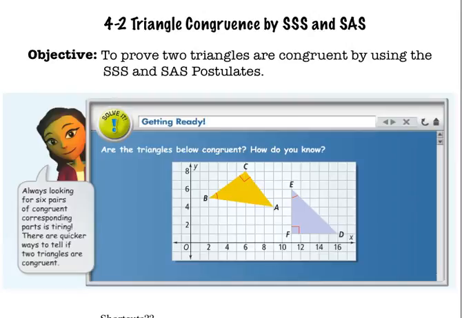Hello, geometry. This is lesson 4-2, triangle congruence by side, side, side, and side, angle, side. So instead of having to always prove triangles by finding the 3 congruent angles and 3 congruent sides, we can use these shortcuts here to also prove that 2 triangles are congruent.